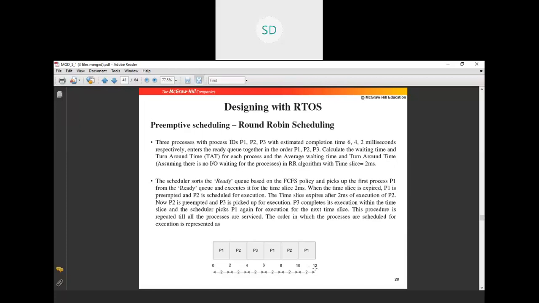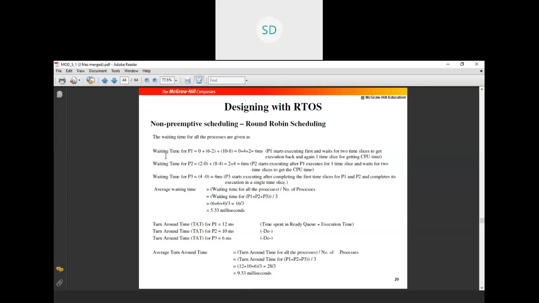Now for the same table and this time interval, you have to calculate the waiting time. So what is the waiting time for process P1? Waiting time is nothing but the time spent in the ready queue. Here for P1 it is 0. Then it has to wait for 2 plus 2, 4 milliseconds, and 2 more milliseconds over here. So the total is 6 milliseconds. You can observe that the waiting time for P1 is 6 milliseconds.